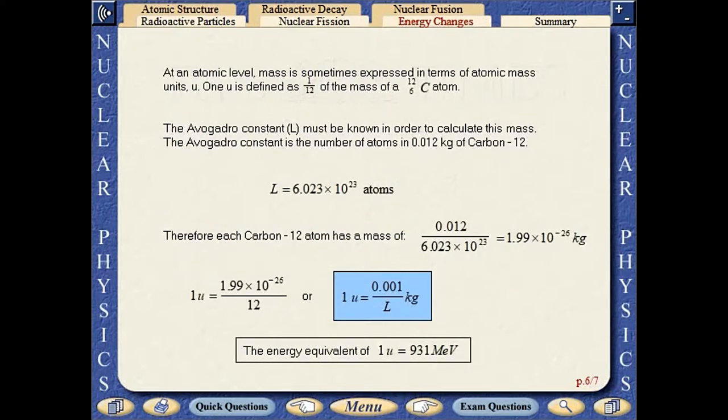At an atomic level, mass is sometimes expressed in terms of atomic mass units, U. 1U is defined as 1/12th of the mass of a carbon-12 atom. The Avogadro constant must be known in order to calculate this mass. The Avogadro constant is the number of atoms in 12 grams of carbon-12. The energy equivalent of one atomic mass unit is 931 mega electron volts.